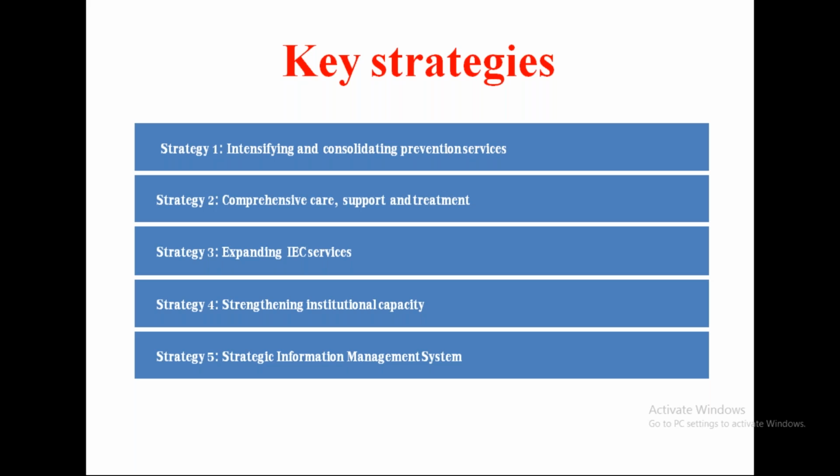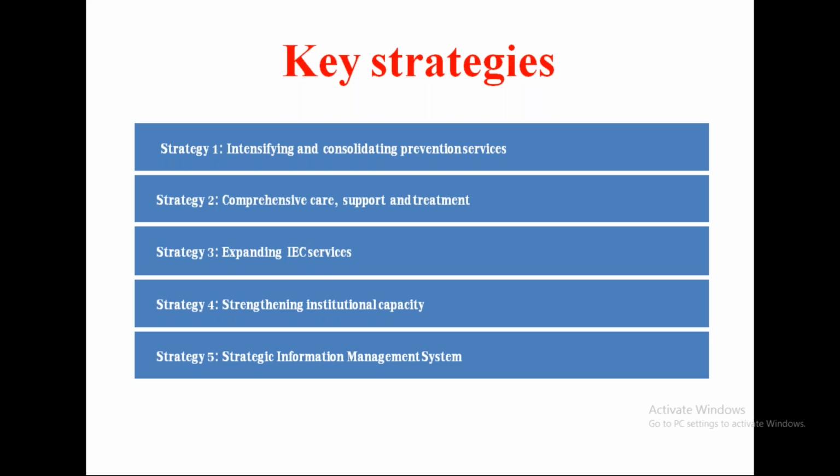And strengthening institutional capacity. At the same time, we need to strengthen the capacity of the institutes, infrastructure-wise and manpower-wise, so that they can provide appropriate services to the people infected with HIV and AIDS. And strategic information management system. So information collection, and the right information must reach the people at the right time. Then only they will understand the message properly and act according to the information provided by you. So strengthening of the information management system is also most important.